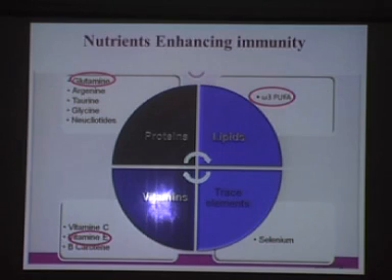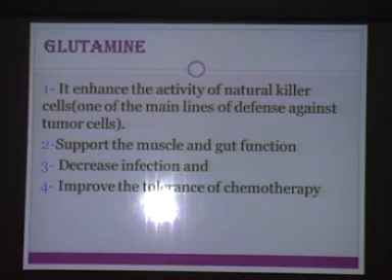Omega-3 fatty acid, which is present in fish oil, is very important in immune modulation. Selenium is very important for our immune system to act at optimal performance. It is very important for activation and proliferation of B and T cells. Vitamin E is well known as an immune modulator.